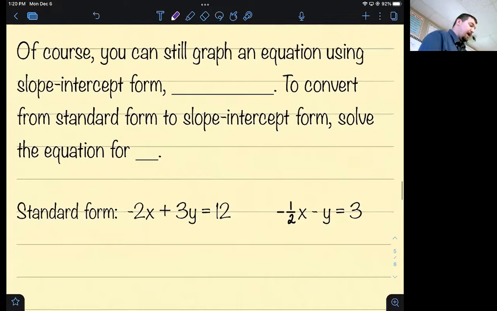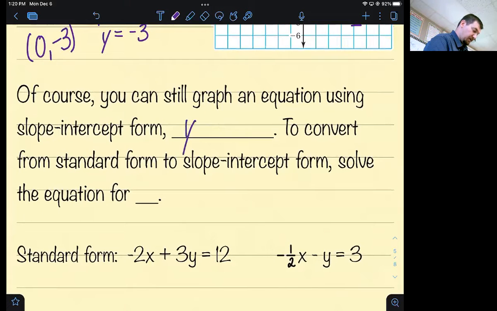Of course, you can still graph an equation using slope-intercept form, which is y equals mx plus b. So on a few problems tonight, they're going to give you an equation in standard form, and they're going to ask you to convert it, but without graphing, just convert it to slope-intercept form. In order to do that, you would just solve it for y, which is what we did in that Swiss cheese and cheddar cheese problem we did to start off these notes.